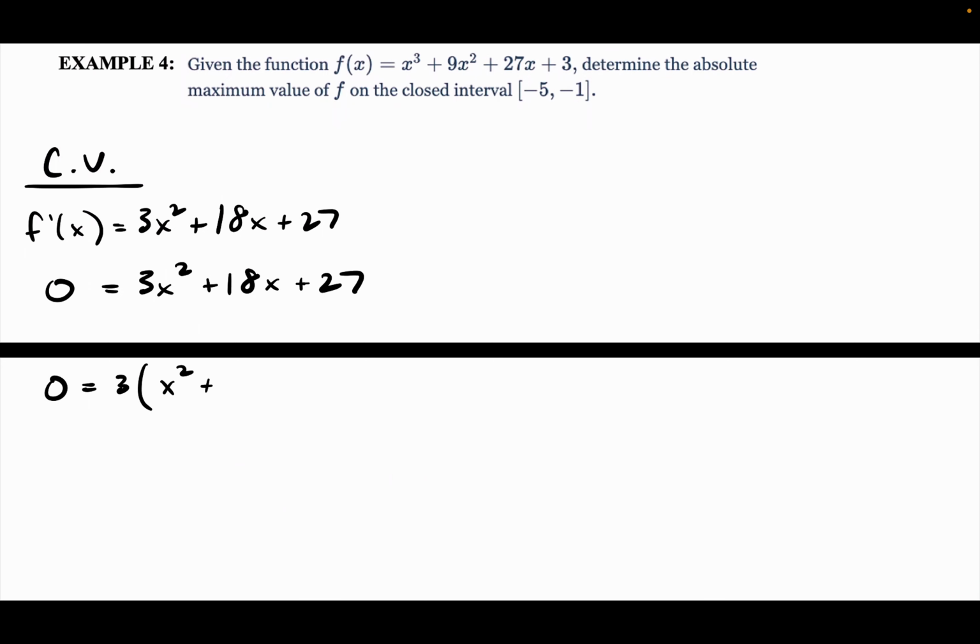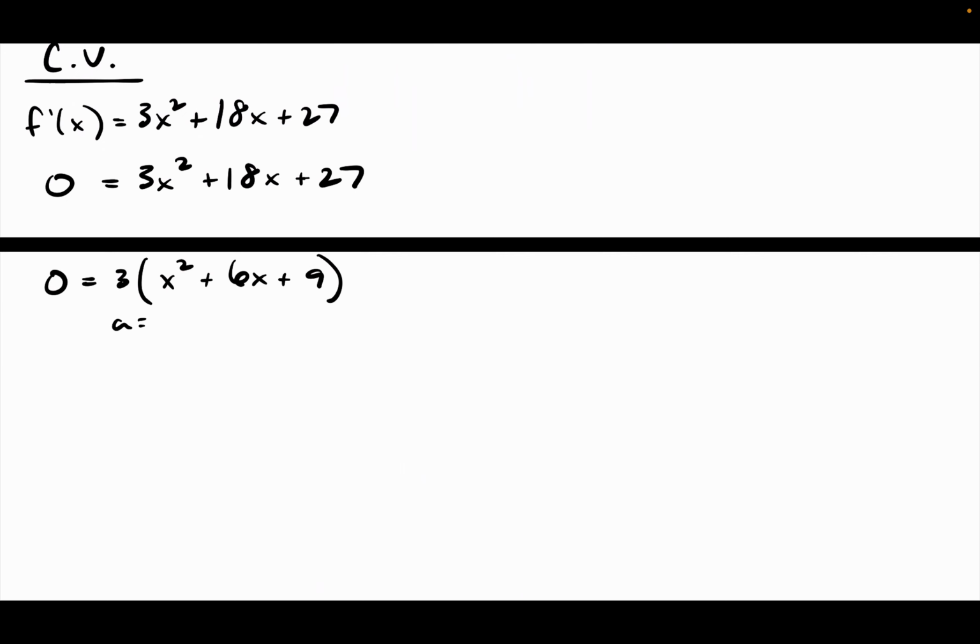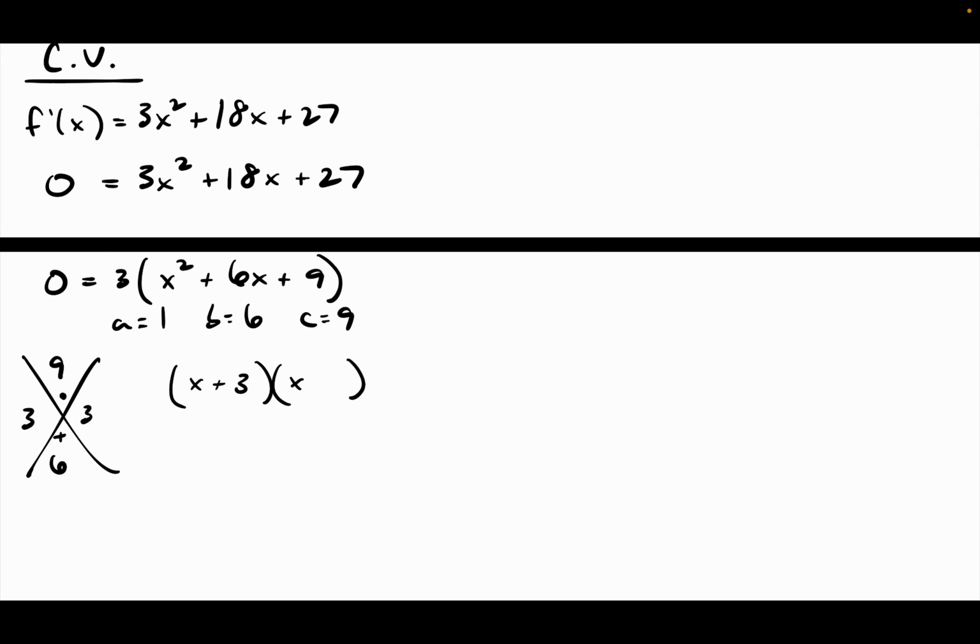Plus 6x plus 9. A is 1, B is 6, C is 9. 9, 6, be 3 and 3. So it's going to be x plus 3 and x plus 3. Divide by a. Well, a is 1 again, so you can divide by it. It's just going to be x plus 3 because it goes in. And then I have my GCF in front.